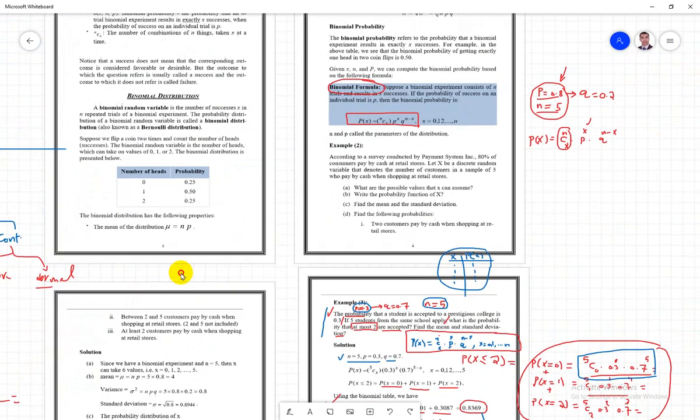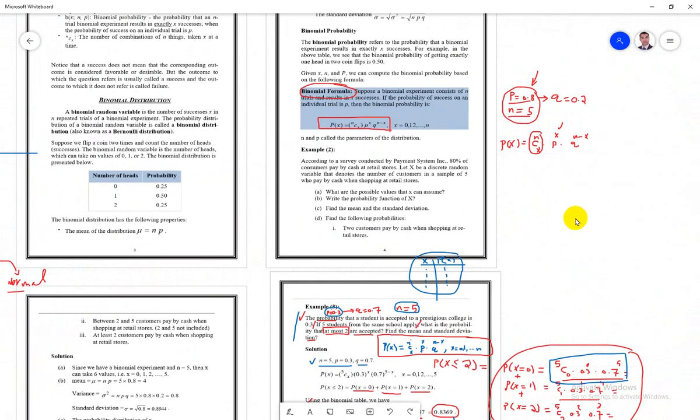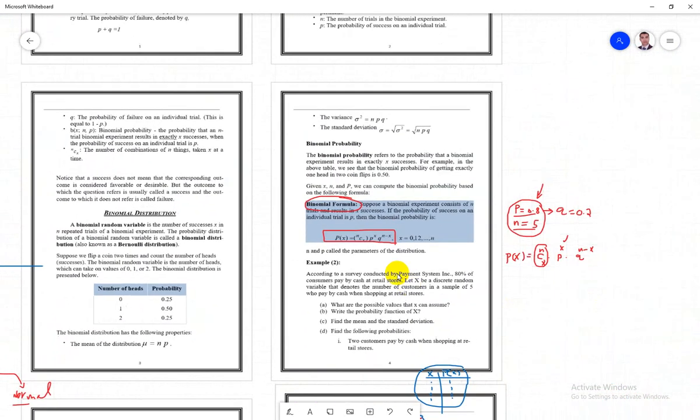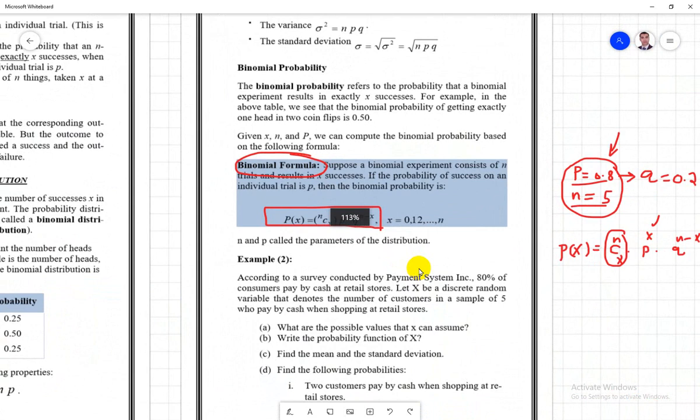Now I will start with the binomial distribution. That's the formula for the binomial distribution. There are some conditions to use the binomial distribution, and these can be simplified. First condition, you have a specific experiment with n trials. For each trial, you have 2 outcomes, which we can name success or failure. Third condition, the probability of success is constant over the trials, and you have independent trials.